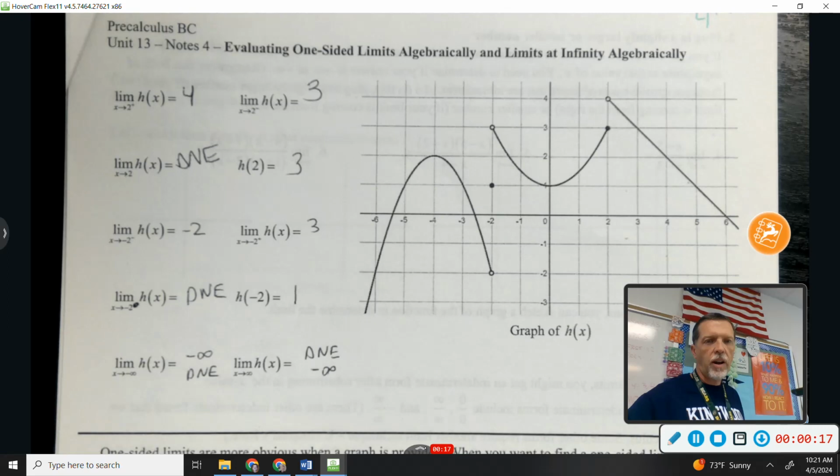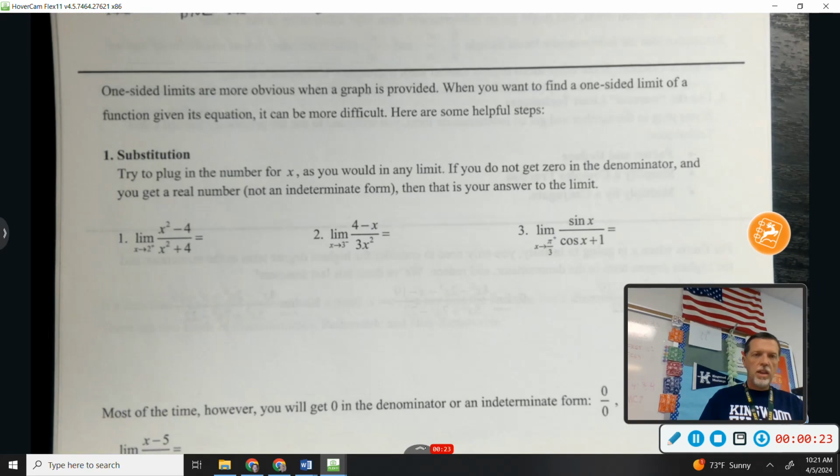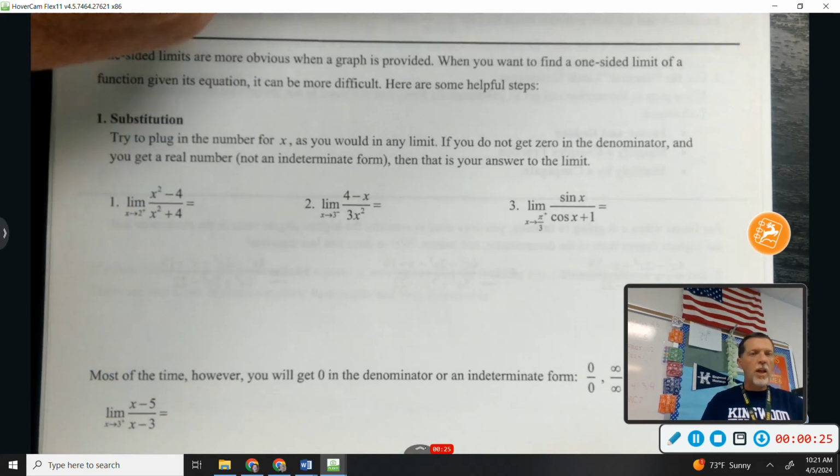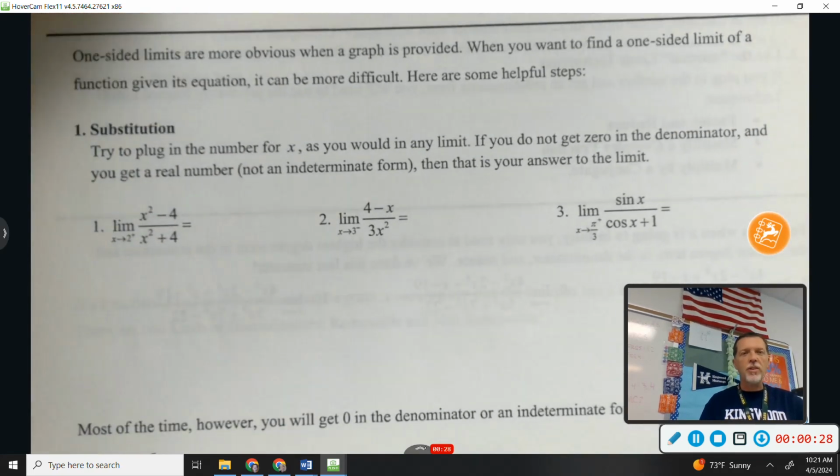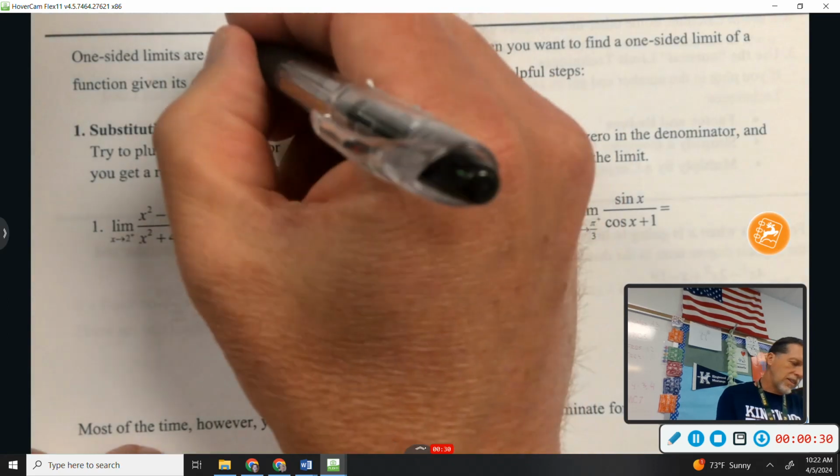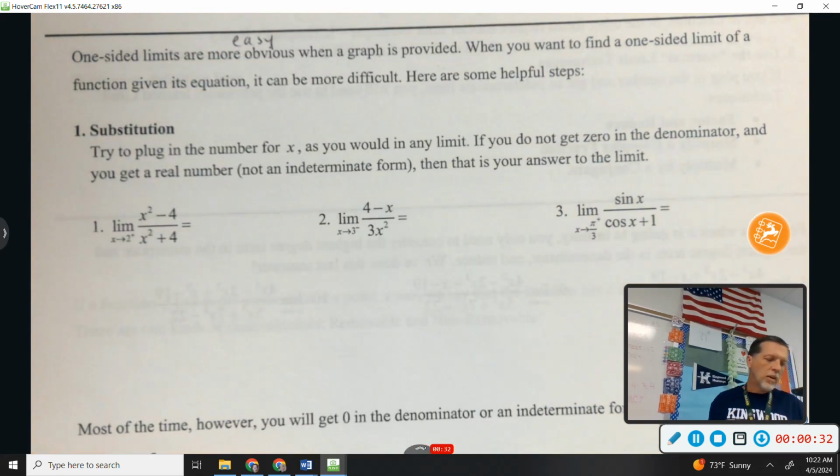So there's our answer choices for the first set. So that's old news. That's pretty easy stuff, I think. In fact, that's the statement of the next section there. One-sided limits are more obvious, aka easy, when a graph is provided. But when you want to find a one-sided limit from an equation, it can be a little trickier.